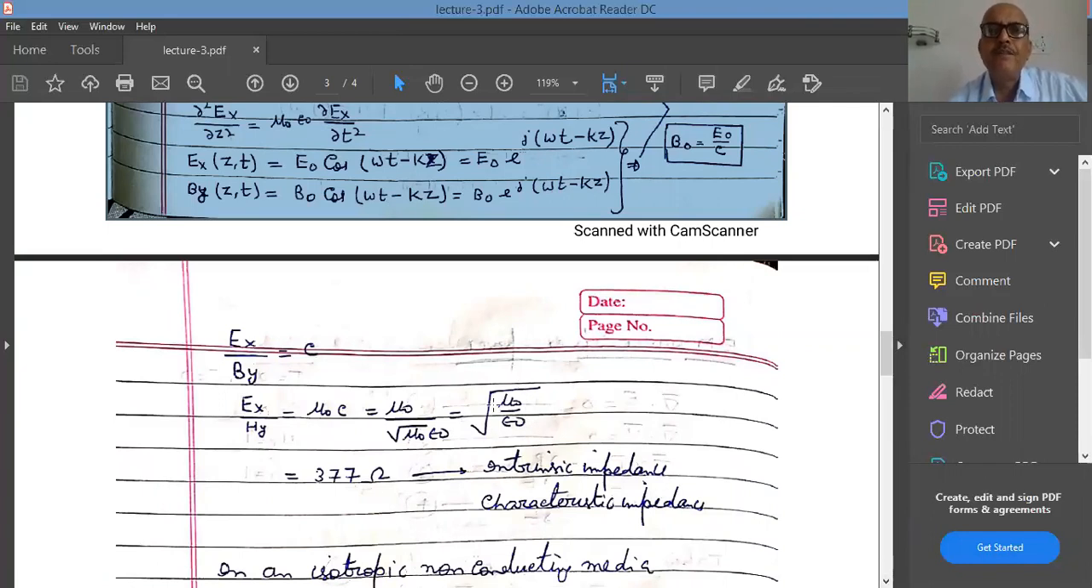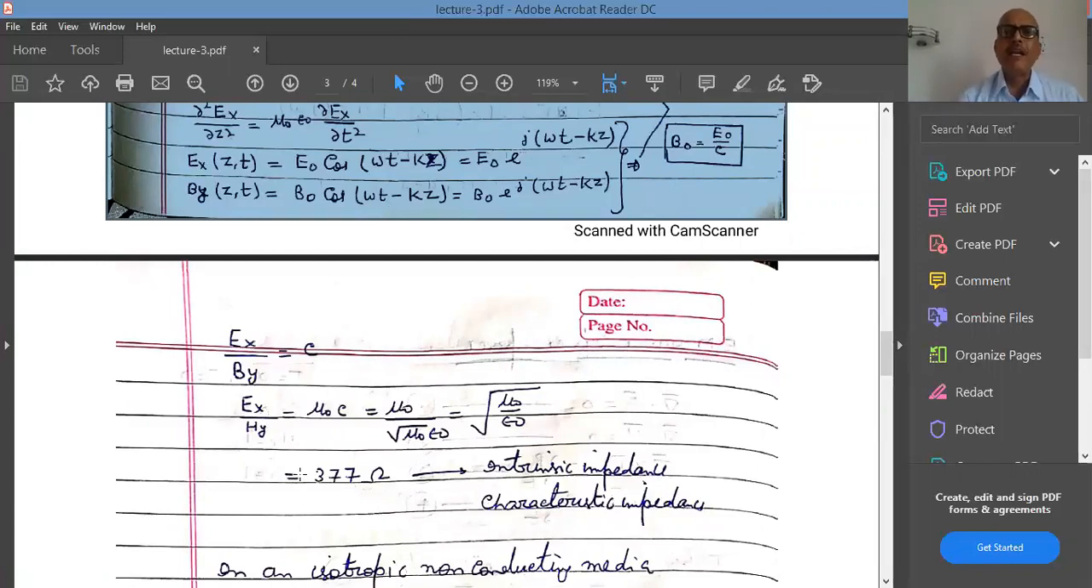If you put the value of mu naught, that is 4 pi into 10 to the power minus 7, and epsilon 0 as 8.85 into 10 to the power minus 12, and calculate this value, it comes out to be 377 ohm. The ratio of the electric field and the magnetic field vector has the unit of impedance, the unit of resistance, and this is called characteristic impedance or intrinsic impedance.